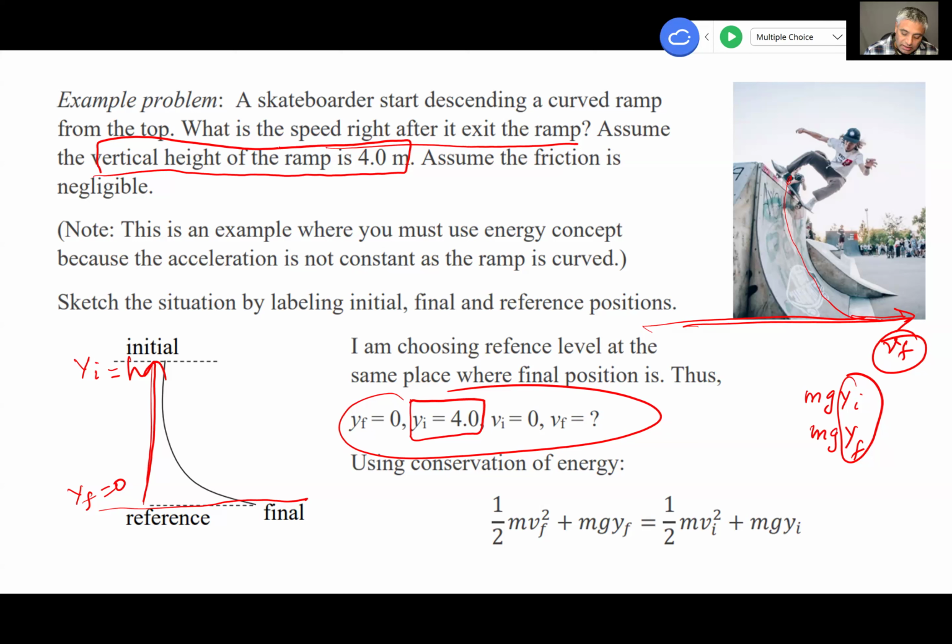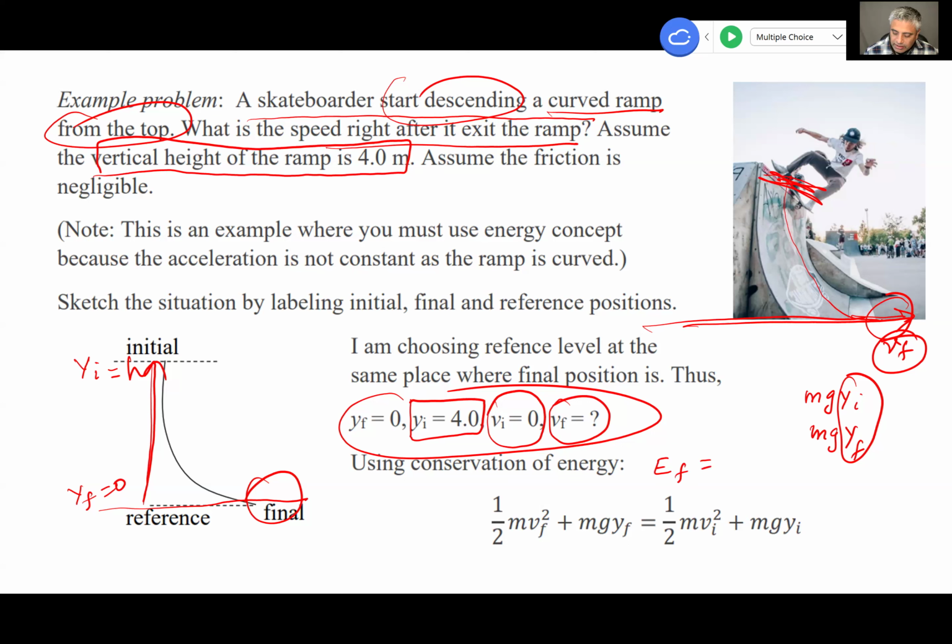Okay? And it says the skateboarder starts descending a curved ramp from the top. So at the beginning, the speed is 0. That's why we can write vi as 0. And we are looking for the speed at this final point of our choice, so vf is what? Okay. And conservation of energy tells us that we can write something like that. Total final energy is equal to total initial energy. In this case, there is no friction information. It says friction is negligible.